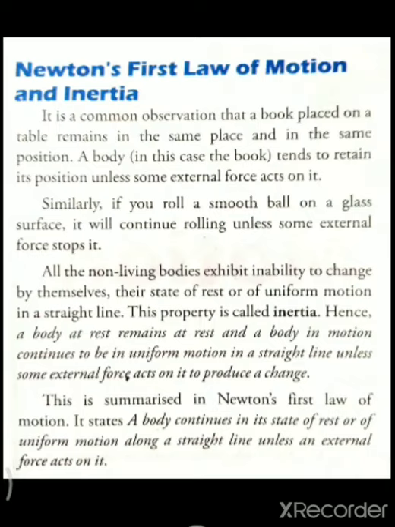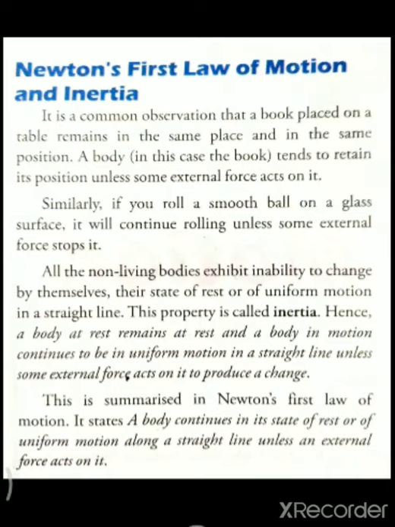Like the example I have given of human beings, all the non-living bodies exhibit inability to change by themselves their state of rest or of uniform motion in a straight line. So this property is called inertia. Due to inertia only we are unable to change our positions, and all the non-living things also cannot change their positions because of inertia only. That property is called inertia.